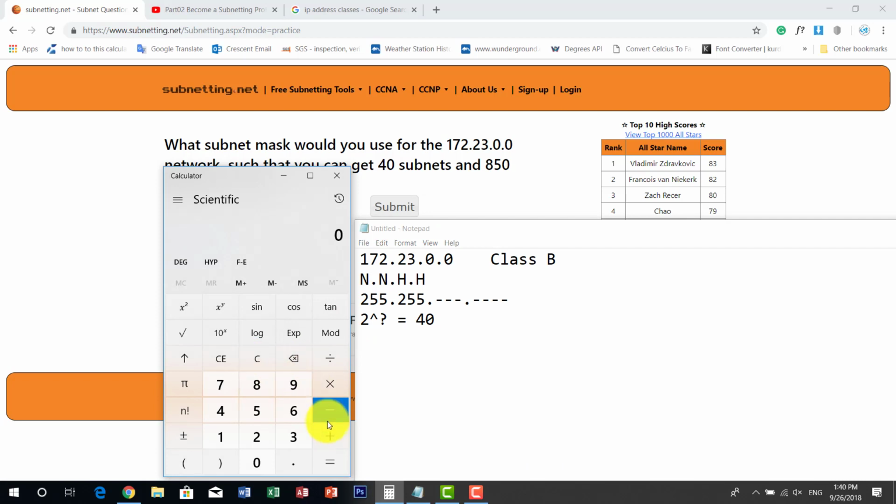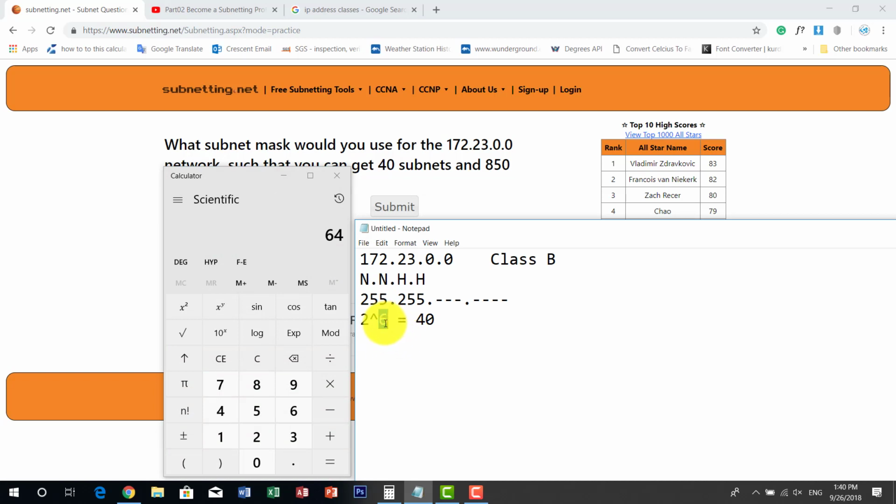So let me get the calculator. 2 power 3, for example, is 8, 2 power 5 is 32, 2 power 6 is 64. So 2 power 6 is our number. It means we have 6 bits that should be on in our binary number. So we can write 6 here.